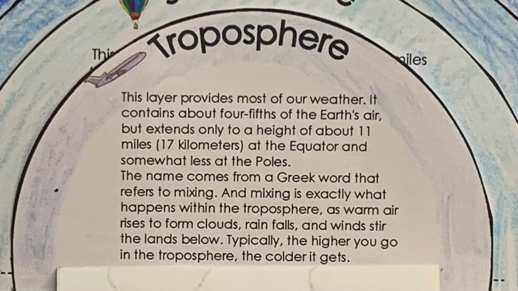Troposphere. This layer provides most of our weather. It contains about 4/5 of the Earth's air, but extends only to a height of about 11 miles at the equator and somewhat less at the poles. The name comes from a Greek word that refers to mixing. And mixing is exactly what happens within the troposphere, as warm air rises to form clouds, rain falls, and winds stir the lands below. Typically, the higher you go in the troposphere, the colder it gets.